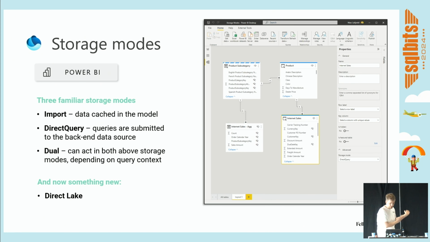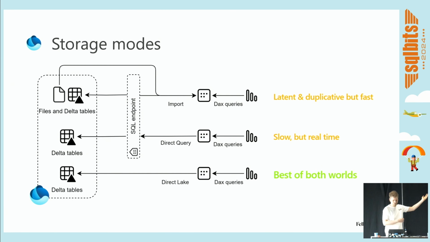And then we have something new. We have Direct Lake, which will be a new alternative to what we already have, which is being boasted as the best of all worlds. So it's supposed to be the best of import mode and DirectQuery. It's supposed to be the excellent trade-off between the two. And I do think that there is some truth to this statement.